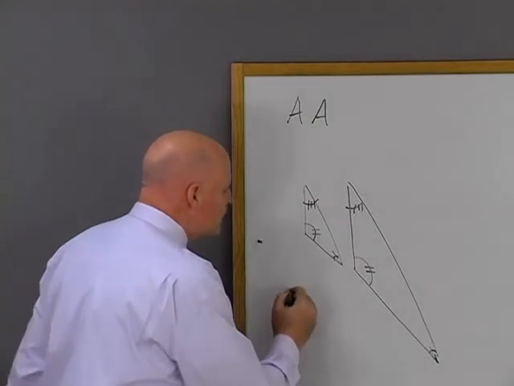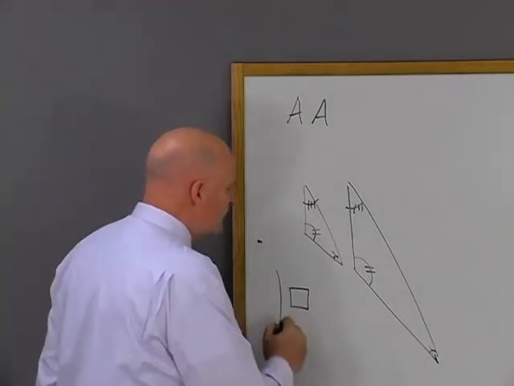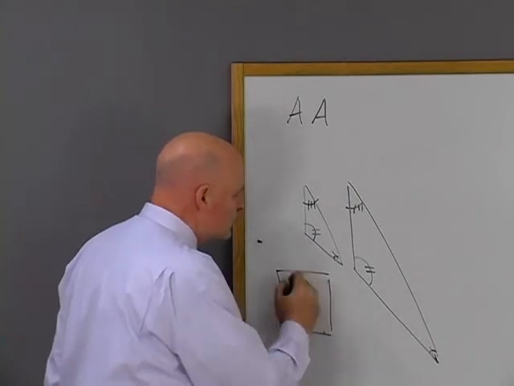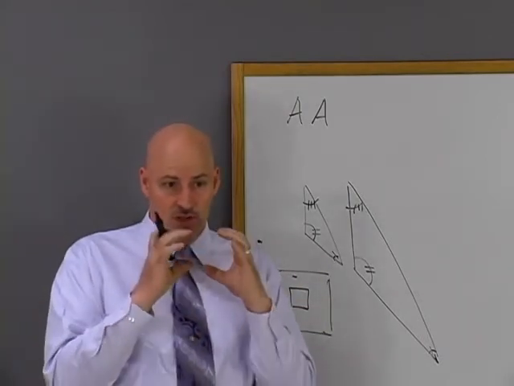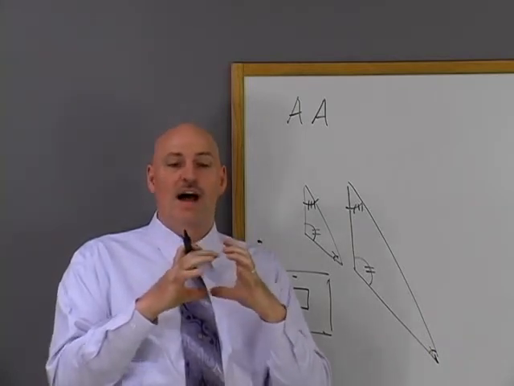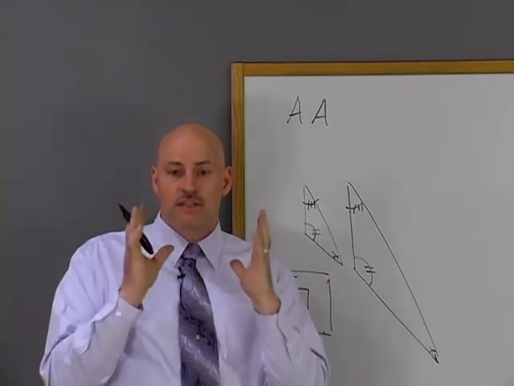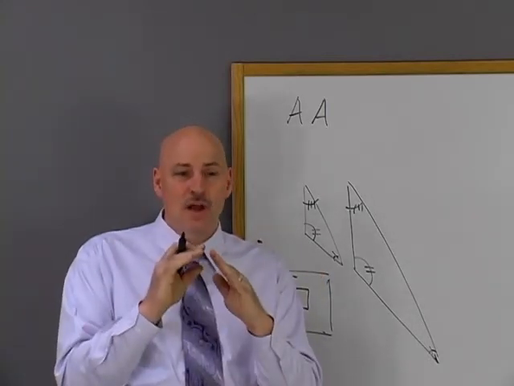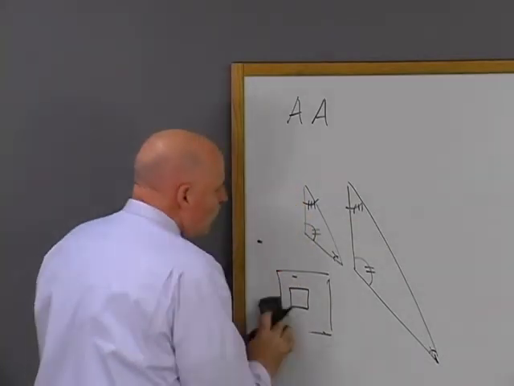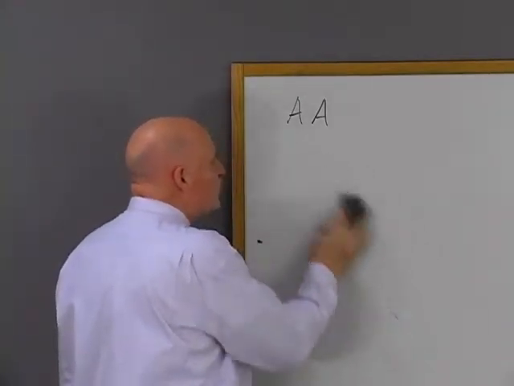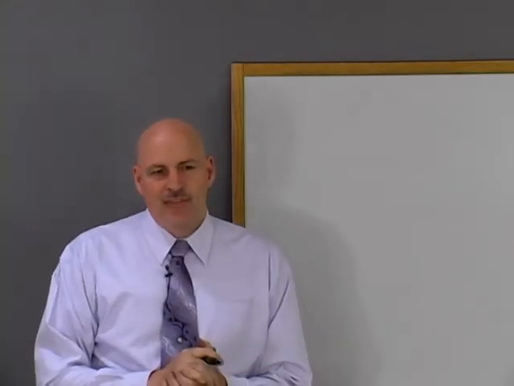Are squares similar? All squares are similar because they all have 90-degree angles, but their sides, even though they're all the same size, they're not all identical to other squares. But all squares are similar. All equilateral triangles are similar. So why would we want to prove 2 triangles are similar? So we can find out the length.